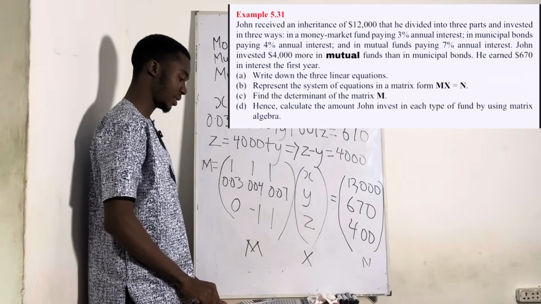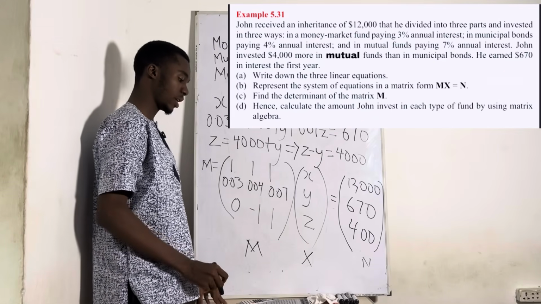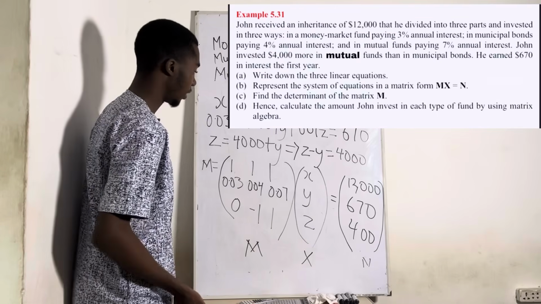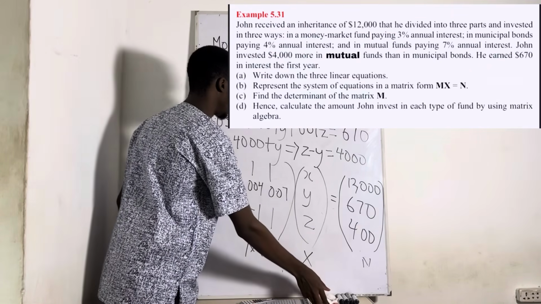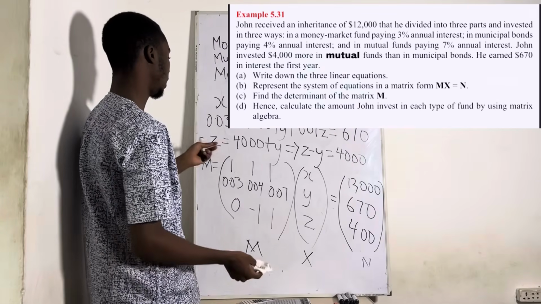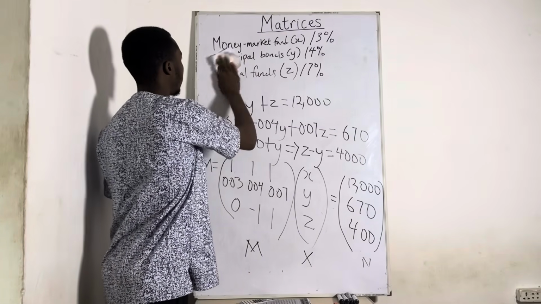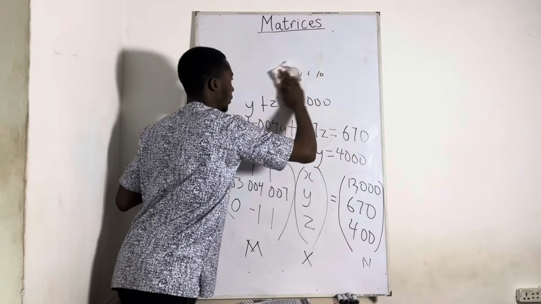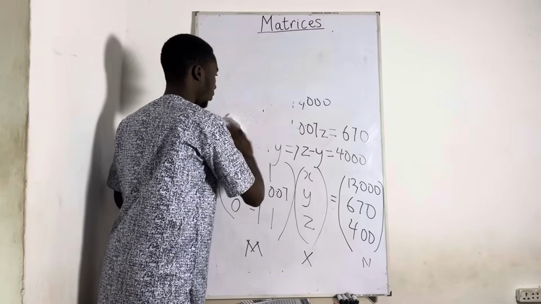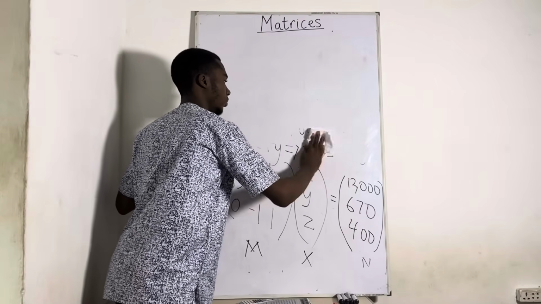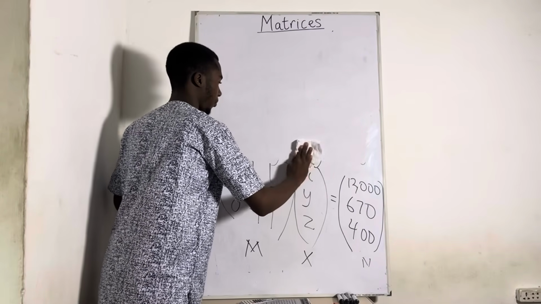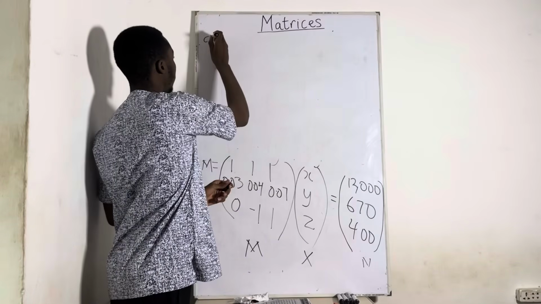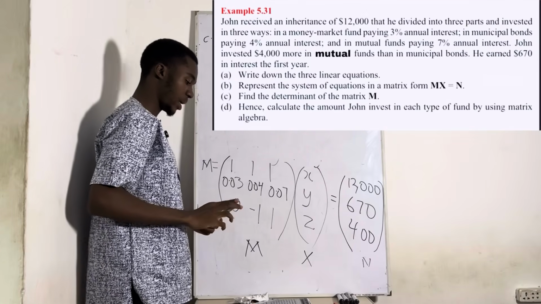Now let's go to the C. The C says you should find the determinant of the matrix M. And a lot of students have a problem when it comes to this side. So we'll take it step by step. So now that we've got this, we can just clean this part. All right. So the C, find the determinant of the matrix M.